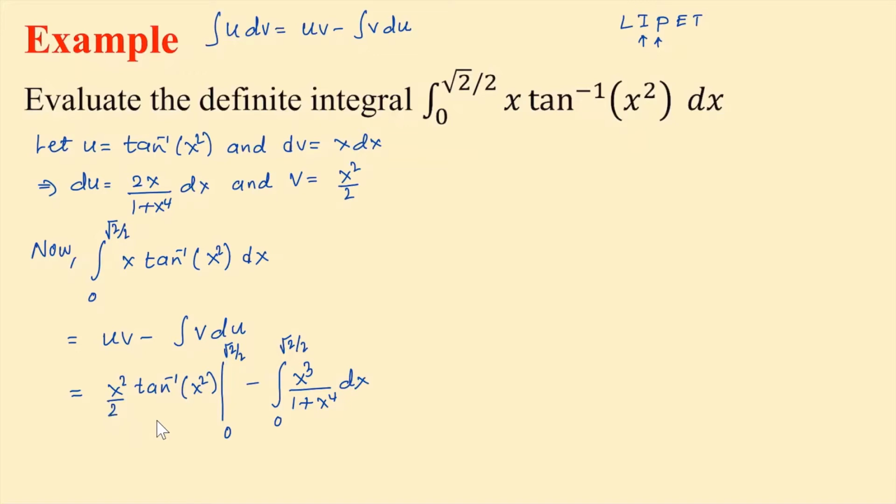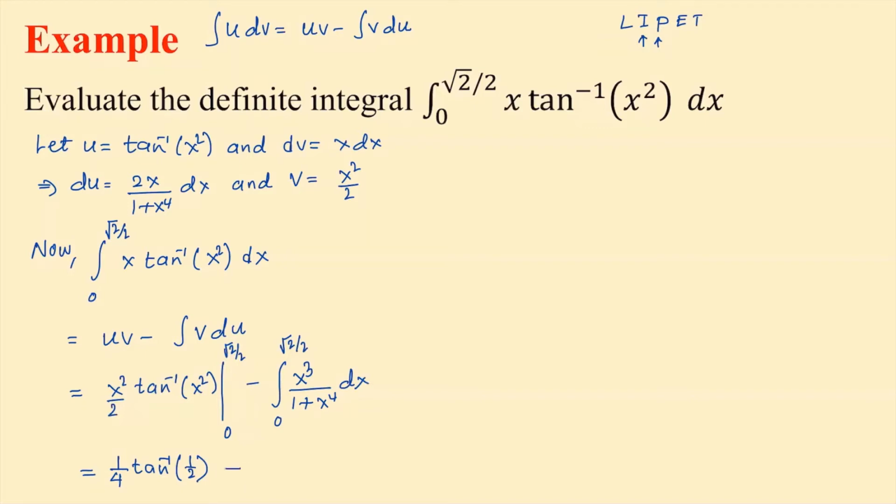For that, if we plug in the upper limit, square root of 2 over 2 squared is half. Half divided by 2 is 1/4. Then we have tangent inverse x squared. If I plug in square root of 2 over 2 and square it, that is half. Now we subtract and plug in the lower limit. By plugging in the lower limit, 0 squared over 2 is 0. 0 times tangent inverse 0 is also 0. So I'm technically subtracting 0, so I don't need to write anything for that.